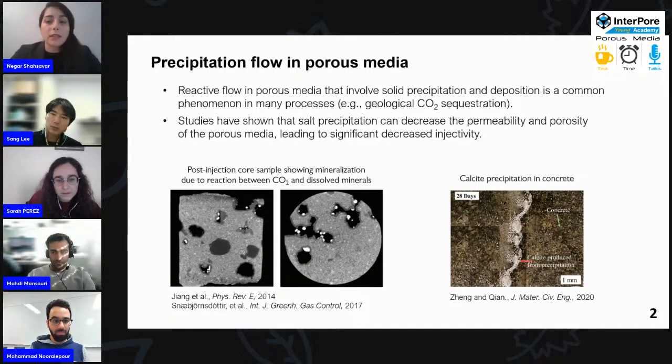When we have reactive flow that generates precipitation and deposition, it can alter permeability and porosity of the porous media both in time and in space, which leads to significant increase in pressure drop and decrease in injectivity. So it is important to understand how these processes take place.